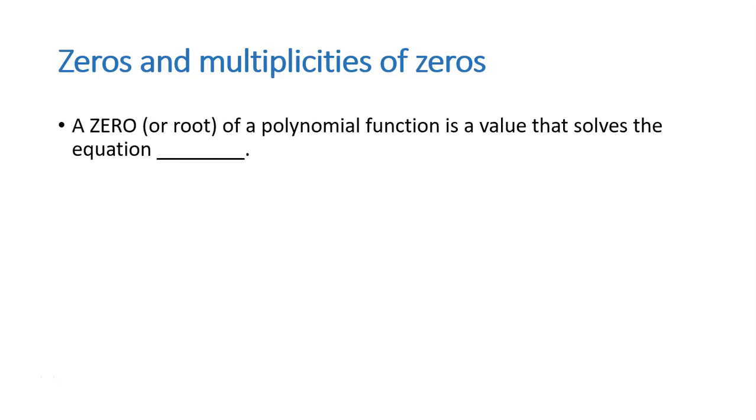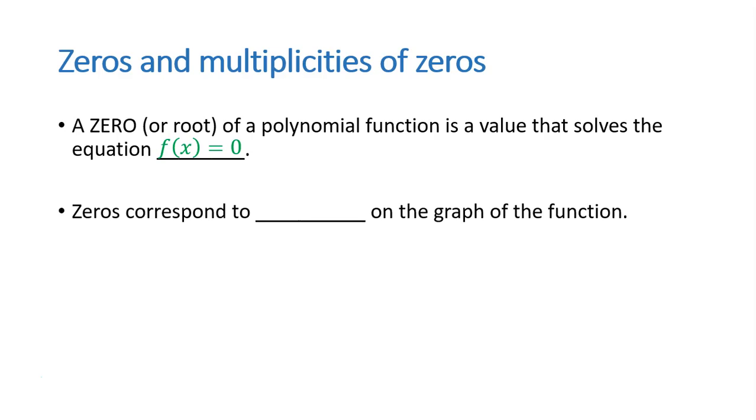So a zero, otherwise known as a root of a polynomial function, is a value that solves the equation f of x is equal to 0. So this equation may look familiar. We've actually solved this equation several times for different functions we've looked at. The reason this looks familiar is because zeros, the solutions to this equation, correspond to x-intercepts on the graph of the function. X-intercepts essentially are what we're going to think of as what happens between the tails.